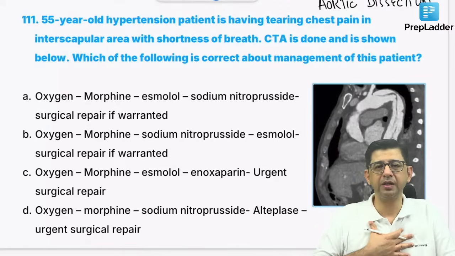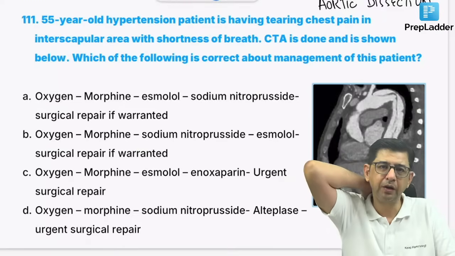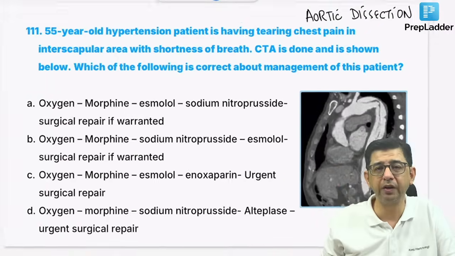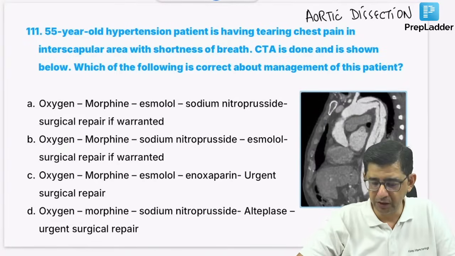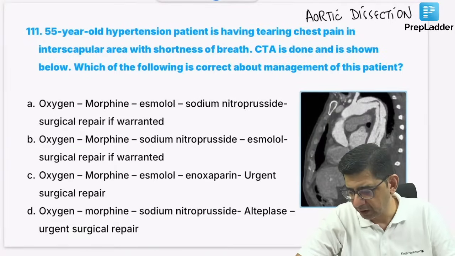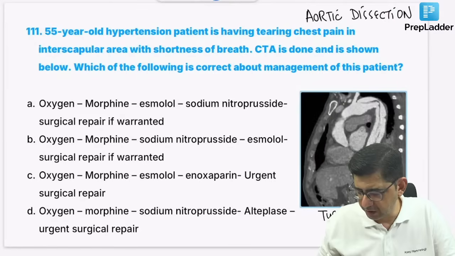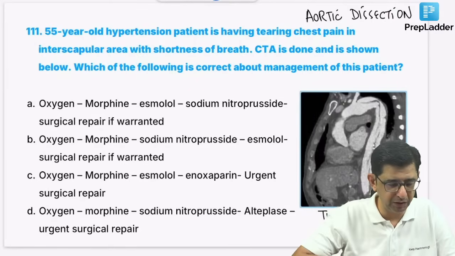Every time you're reading chest pain in the anterior part of the chest, it's acute coronary syndrome. But if he says interscapular area, it is aortic dissection which is to be considered. Now he says CT angiography is done, and then he asks what would be the correct management in this particular case. In fact, the current image shown is that of type B aortic dissection, because the descending aorta is the one that is getting involved in this case.